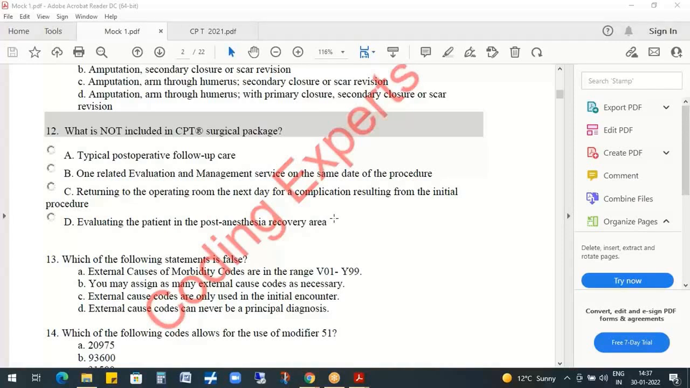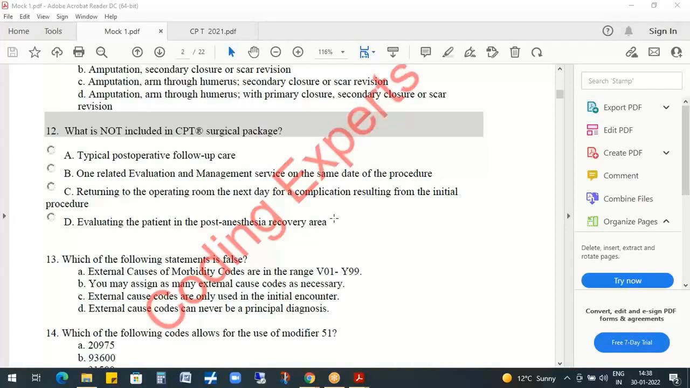See, external cause codes are in the range V to Y. V, W, X, Y. The first option is true. So you can go with the ICD. Are you there, everyone? Go by starting. You can see the chapters are there. Chapter specific rules. Okay. In chapter specific rules, can you find external causes? Chapter number 20.